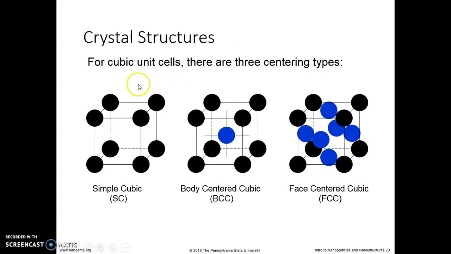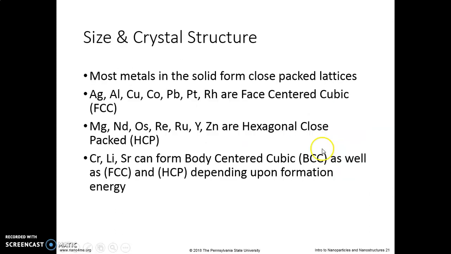Here you can see this. For a cubic unit cell there are 3 centering types given. Here you can see the simple cubic: each corner has an atom. Here you can see the body-centered cubic: all the corners have an atom, and also the center of the body has one atom. In face-centered cubic, all the corners have an atom, and each face center has one atom.